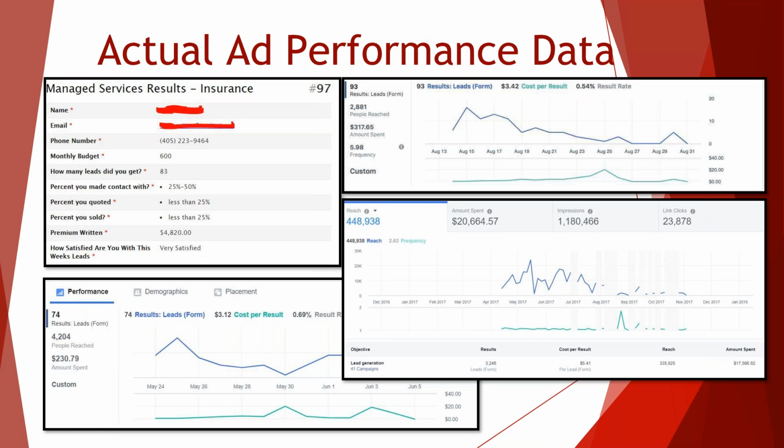But a lot of people say, well, what do the actual results look like? Here are the results from the Farmers agent that you saw there. We do a weekly recap. We ask what happened that week. How many people did you talk to? What percentage did you make contact with? What percentage did you quote? What percentage did you sell? Now we have these less than 25%. Again, he's somewhere between 15 and 18% on percent quoted and percent sold. But what you can see is he did $4,800 in premium that week.